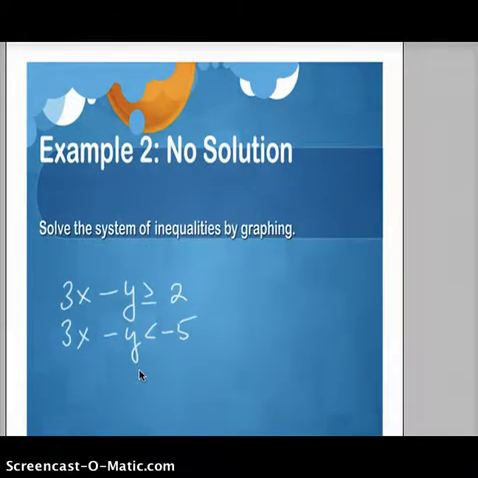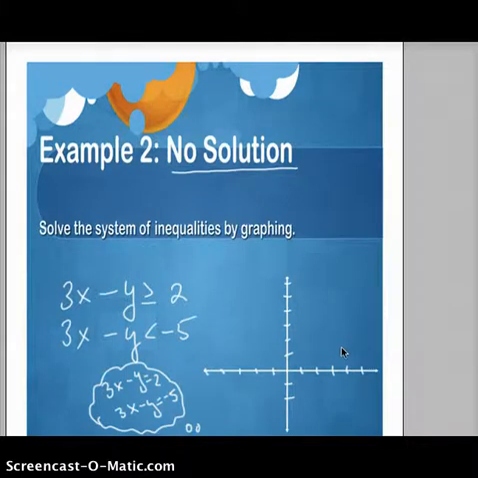So here we have another one in example 2, but example 2 is decidedly going to be a specific example because it says no solution. So we're not going to get a solution for this. And we're going to go through the same process, and we'll see how sometimes we don't get a solution. So we're going to solve this system of inequalities by graphing. And to do that, we should probably get an x and y axis to graph.